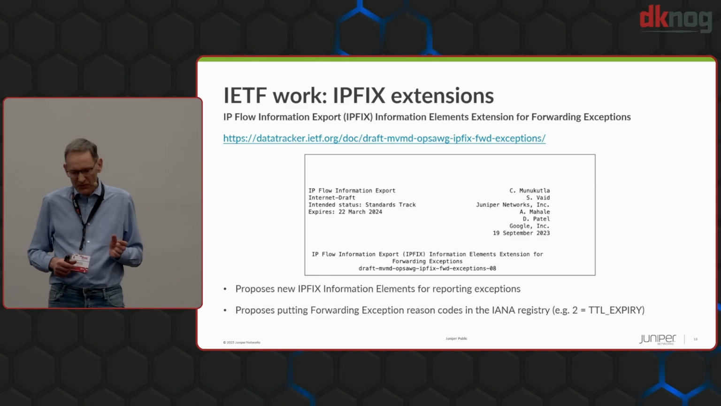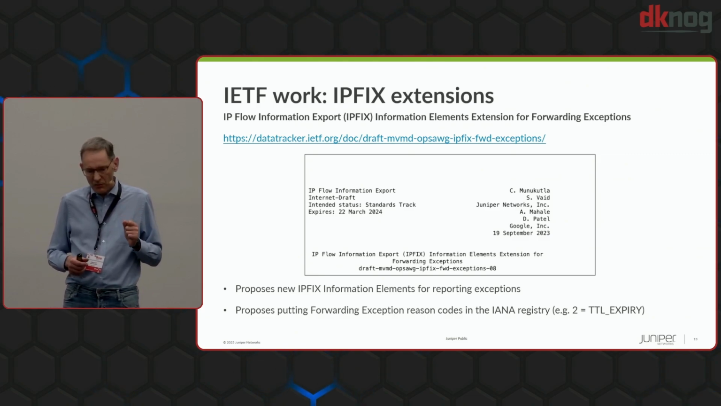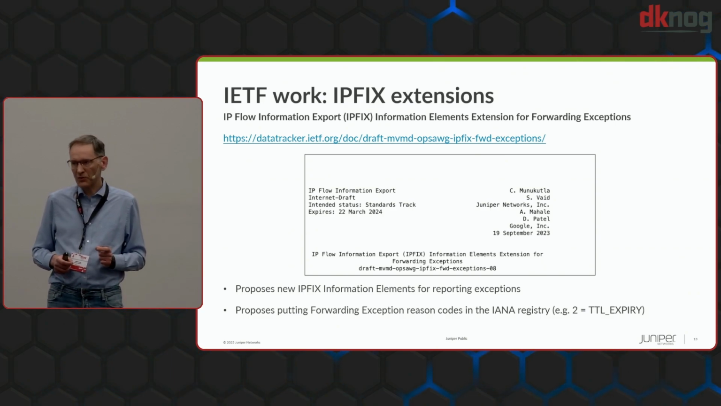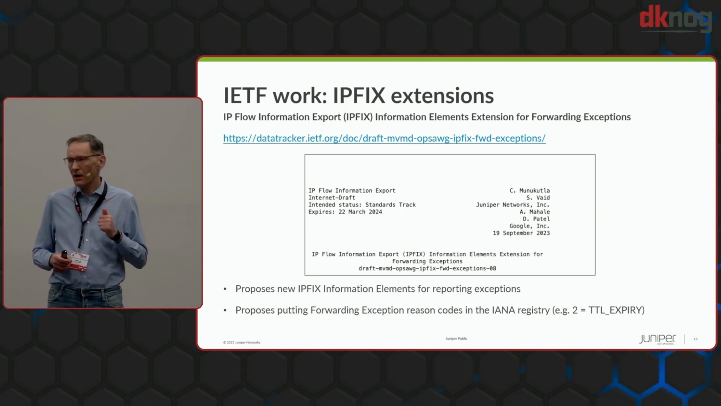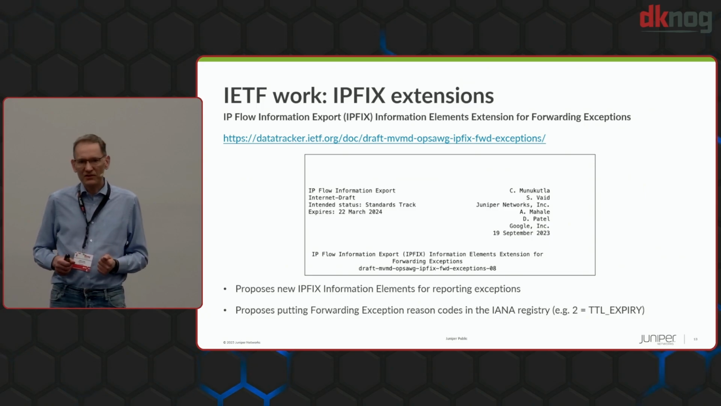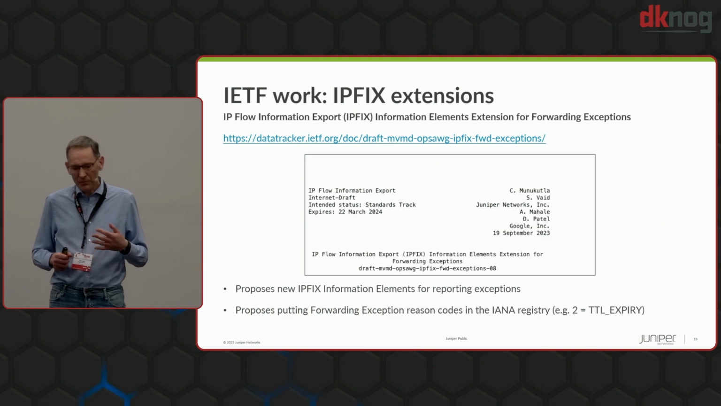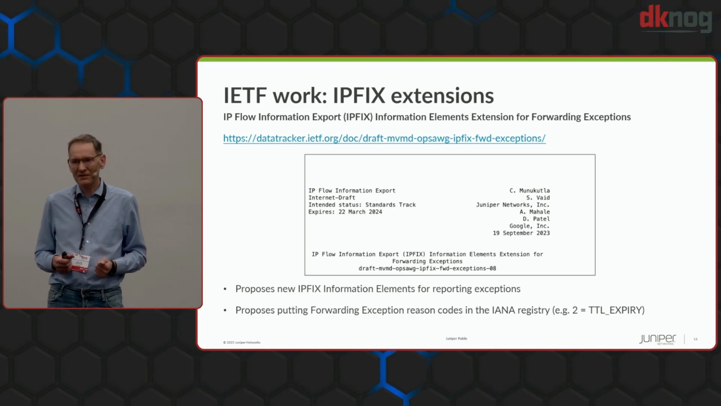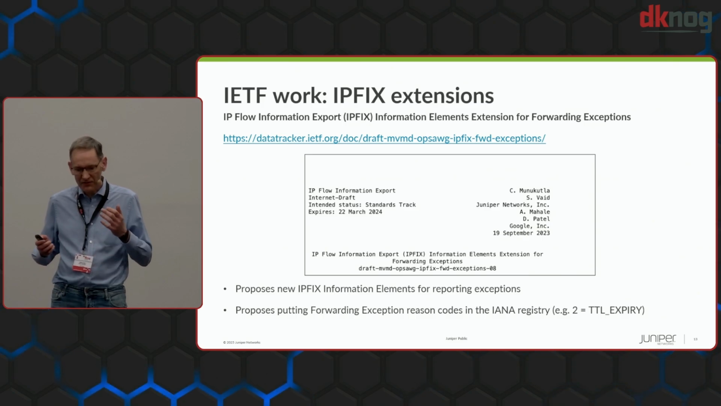Now, it's useful to standardize these things, and so we are co-authors on this draft cited here, which first of all proposes new IPFIX information elements needed for reporting these exceptions, because you'll probably have recognized that some of those information elements that you saw in the previous capture don't exist in pre-existing IPFIX. It proposes the new ones needed to support this. And then also it proposes putting the reason codes in an IANA registry, because you want these codes to be set in stone, standardized, etc., to allow for interop. That's what that draft is all about.